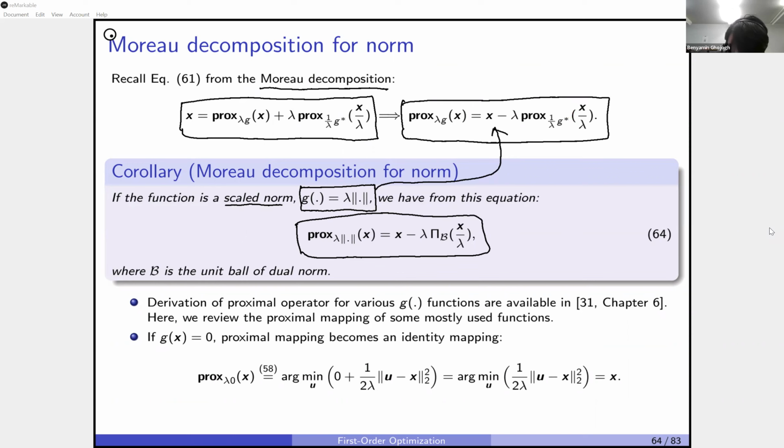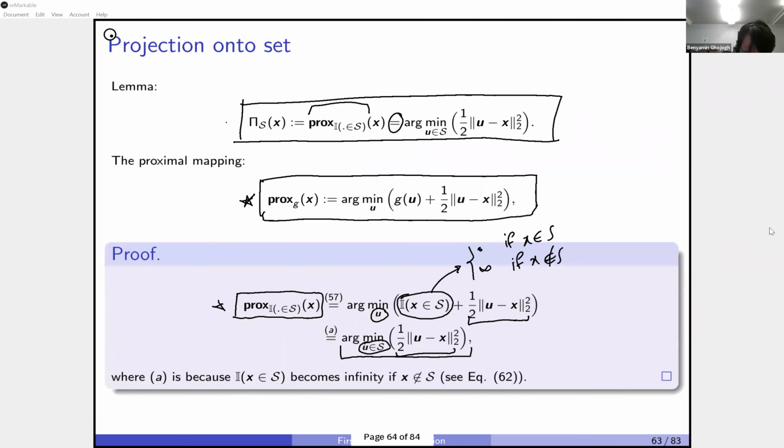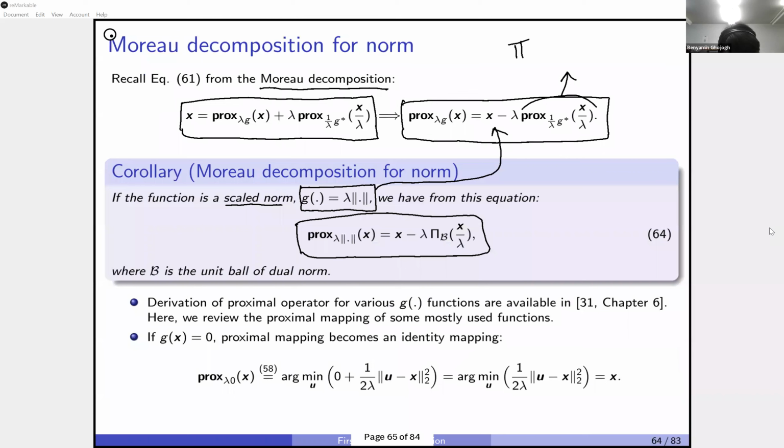So give me, what is this? This is according to what we had here. Look at this, which we proved here. Look at this. The proximal operator for the indicator function is this. Okay, wait, give me a second to, yeah.